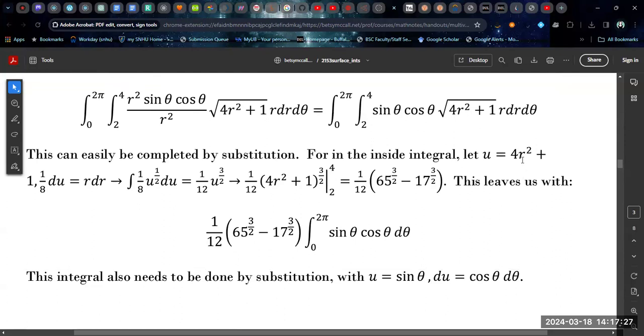So if we do our substitution, we end up with an extra 1/8 out here, which when we multiply by 2/3 turns into a 12th. And then we plug in our limits 2 to 4. And again, we get these crazy 3/2 power numbers. And then we're going to take that constant and multiply it by this integral. Or again, we're going to have to do a substitution for this.